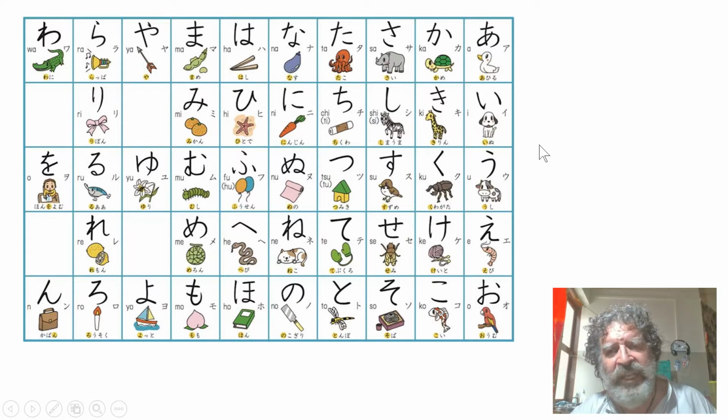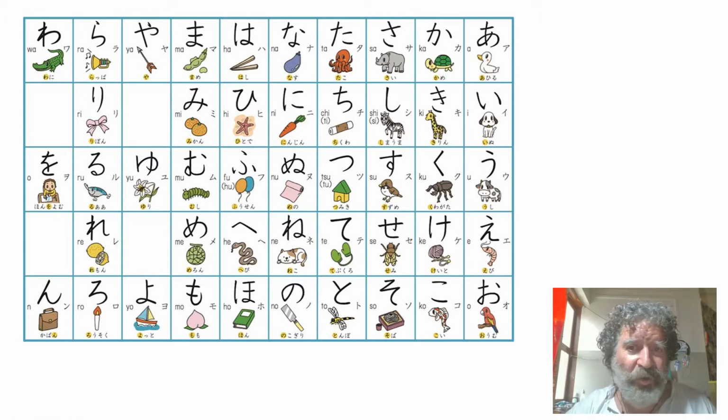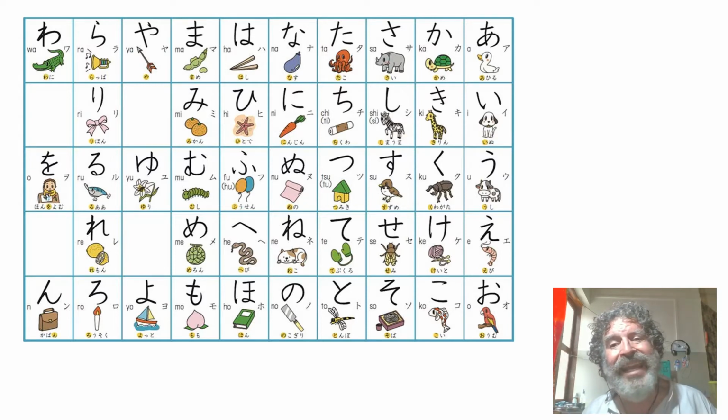Ahiru, inu. Ushi, the sacred cow. Ushi. And then ebi, shrimp. Ebi. And then way over here we have hebi.